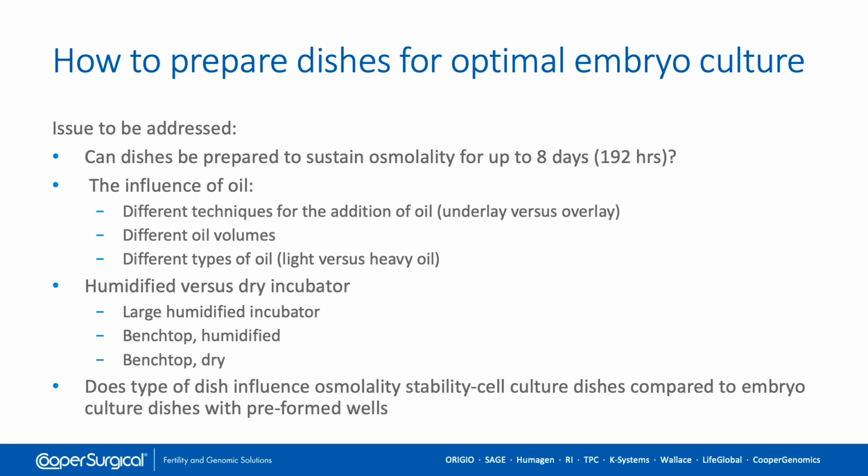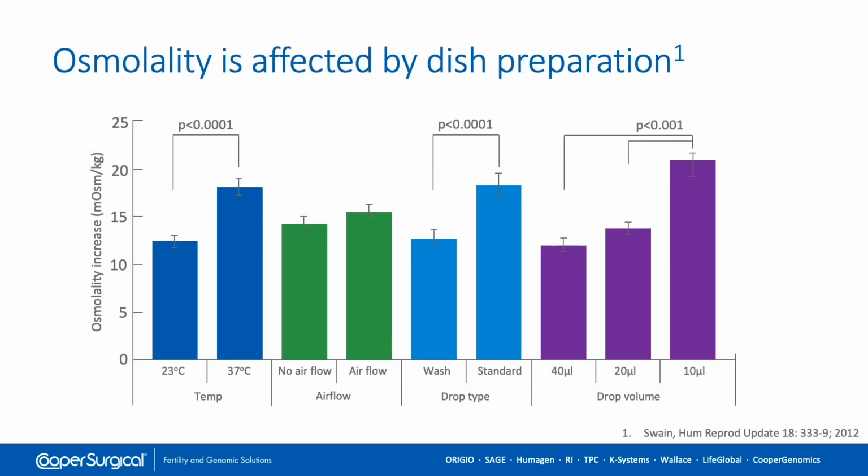So here's a graphical representation of the different factors that can affect the osmolality in the way that you make the dishes, from temperature, airflow, the drop volume, drop type, etc. It's really very simple to see that if you can keep the conditions at a low temperature with low airflow, you underlay the drops and you use a reasonably good size drop, you will minimize the risk of changes in osmolality in the preparation of your dishes. And drop volume is certainly one that should be taken into account significantly.